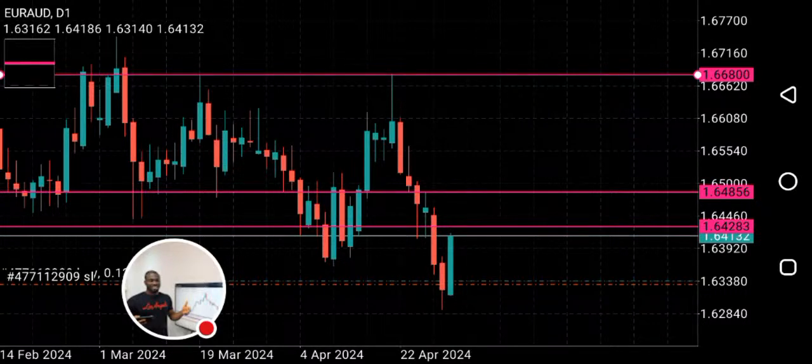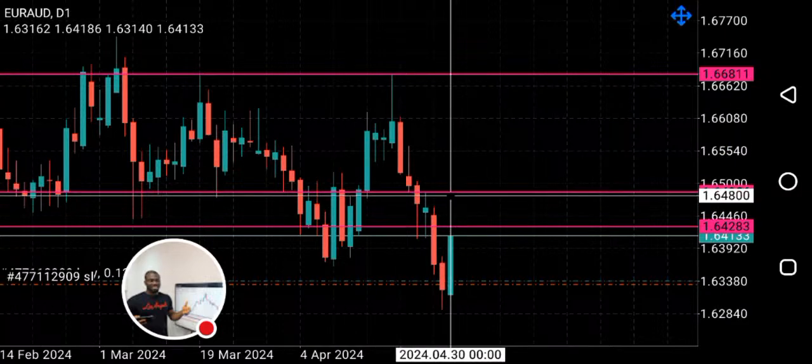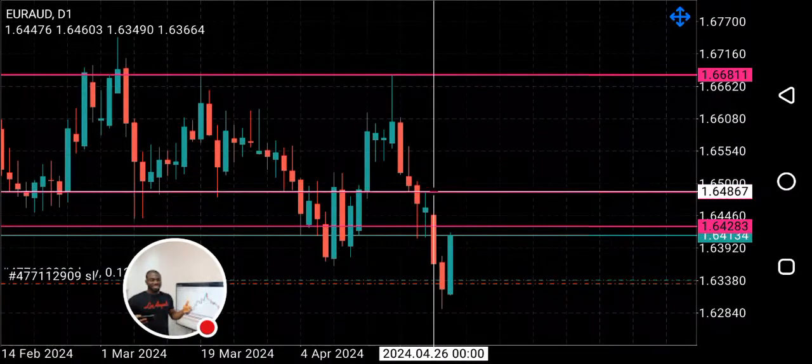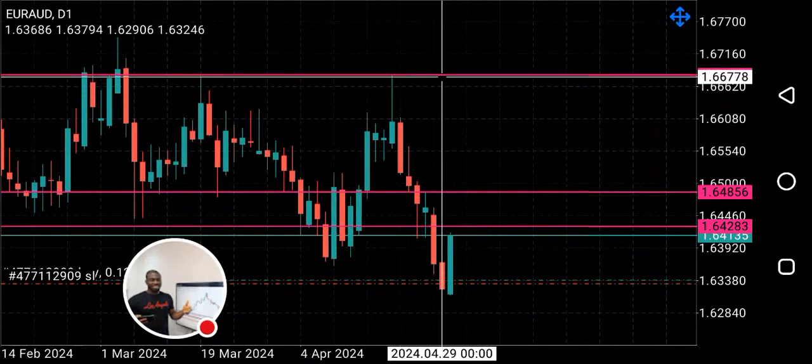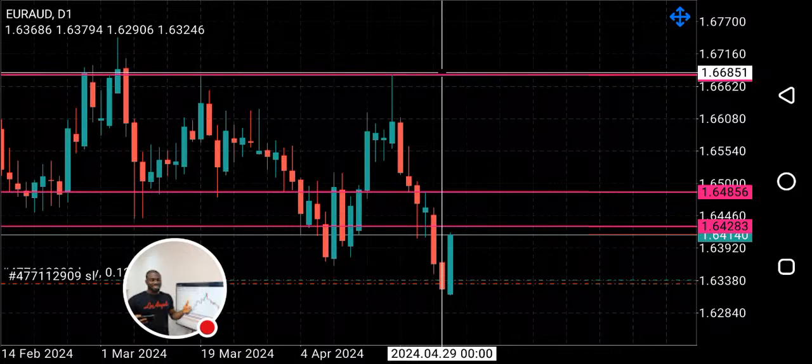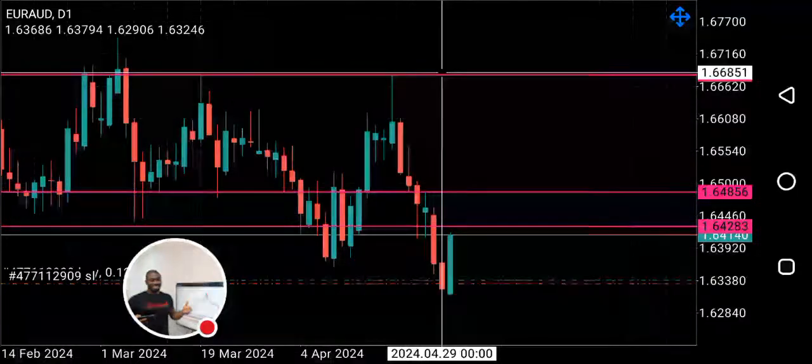Okay, this is my target on Euro Aussie. This is my first target. This area of liquidity is my first target, and this is my second target on Euro Aussie. I hope that is clear.